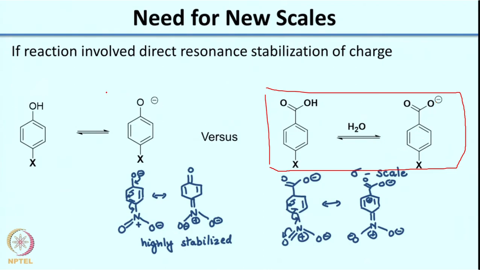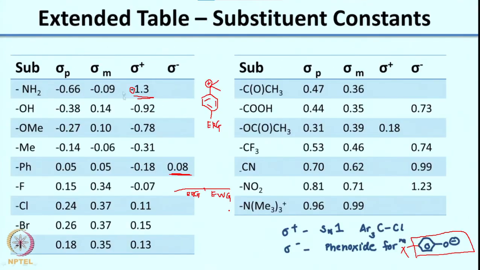That's why, because it is more stabilized. Phenoxide ion is more stabilized because it's a resonance structure participating directly in the aromatization. That's why it is highly stable. So that's why the new term was introduced to find out the value of these Hammett constants. So the new terms are sigma plus and sigma minus.